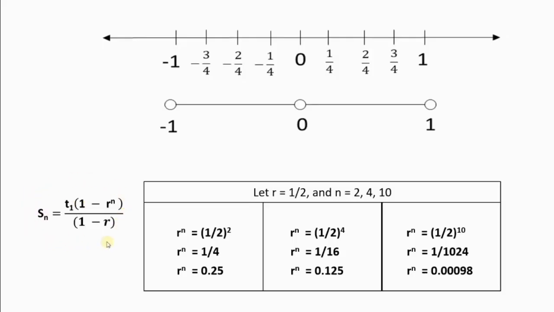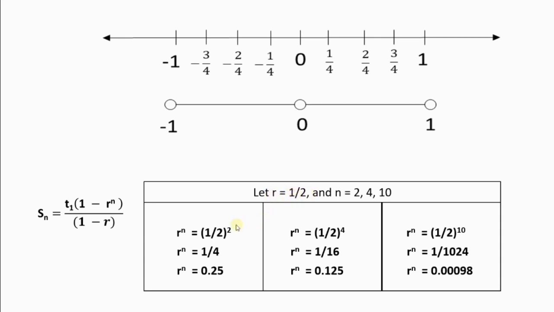Considering the general equation of a geometric series, you would think that as n gets bigger, the value of Sn will also get bigger. But consider the restriction of an infinite geometric series, where the absolute value of r must be less than 1, meaning the value of r must be between -1 and 1, excluding 0. In that case, as you increase the value of n, like in this case from 2 to 4 to 10, we consider our r value as 1 over 2.